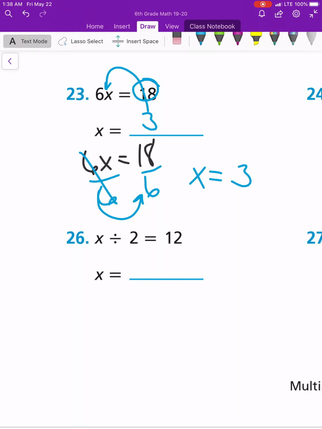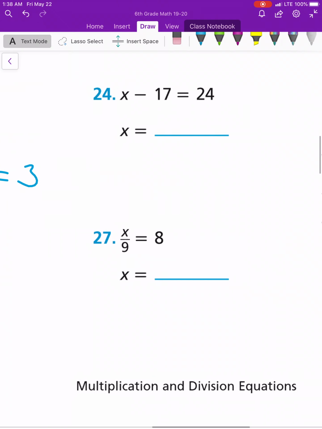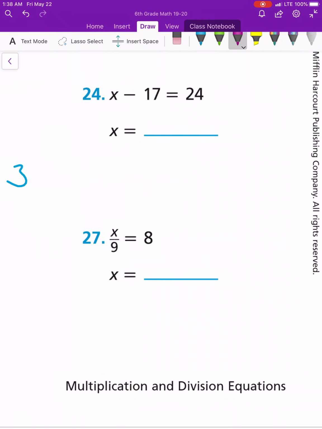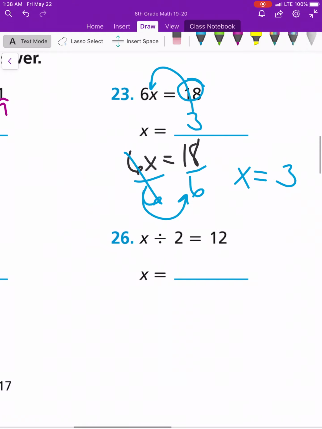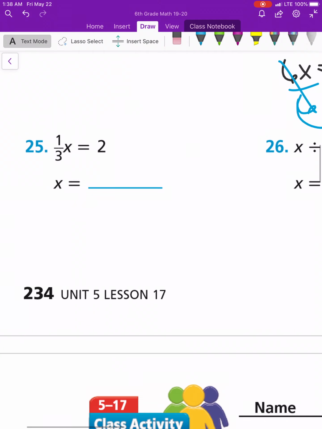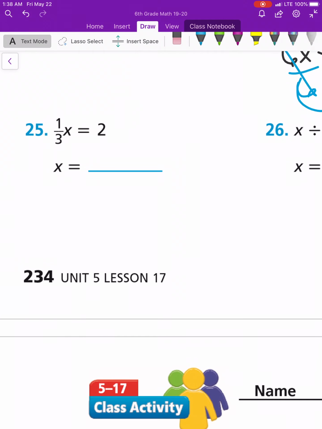Okay, good. This one, I'm not going to give you the answer. I just want you to know that this is minus 17, so we need to do the opposite to it to get this x all by itself. So you would add 17 to this side. Okay. 25. So this is 1/3 x equals 2.